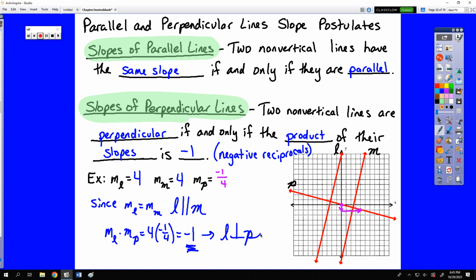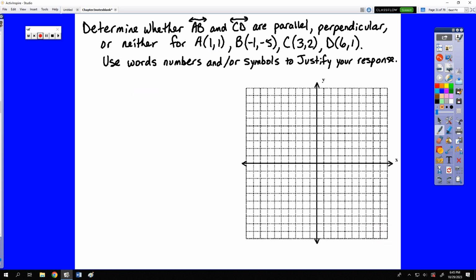All right, so let's do some examples. Here we're supposed to determine whether lines AB and CD are parallel, perpendicular, or neither. Now A is located at the point 1, 1. So let's go ahead and graph that point. 1, 1 is located 1 unit right and 1 unit up from the origin. And B is at the point -1, -5, which is left 1 and down 5 from the origin.